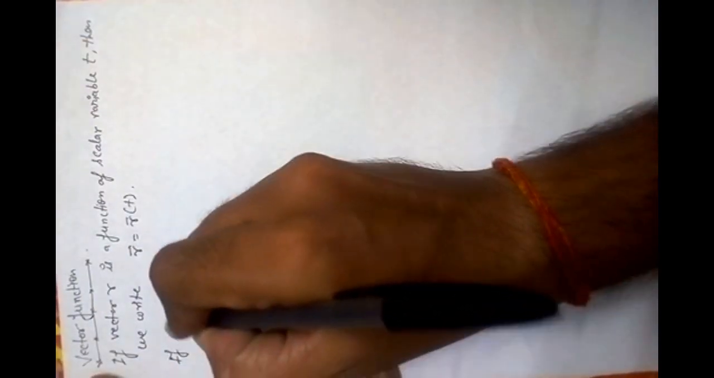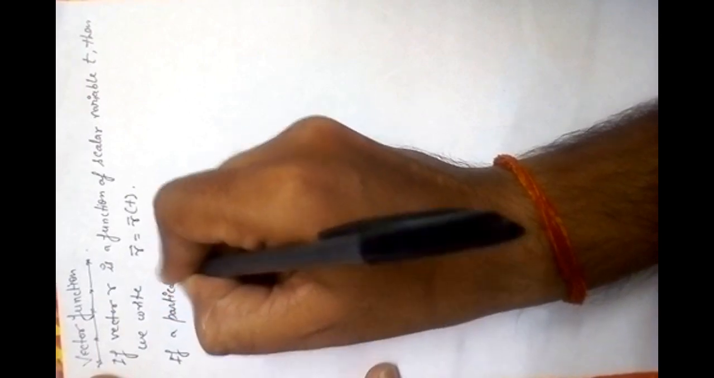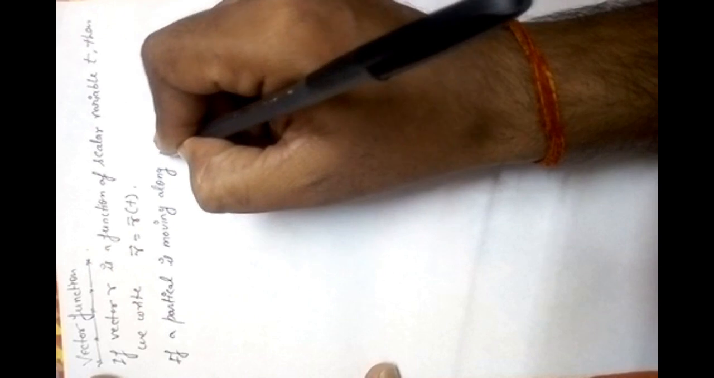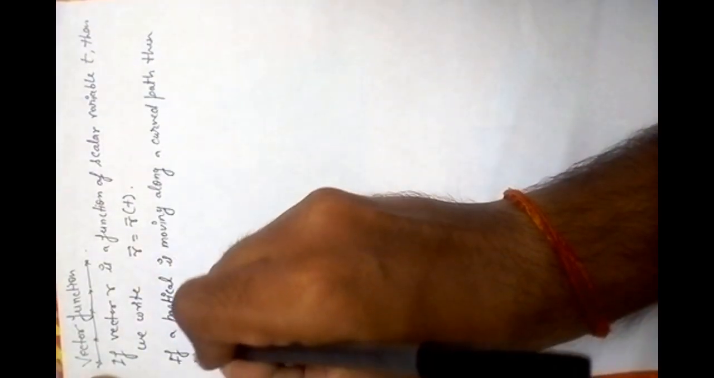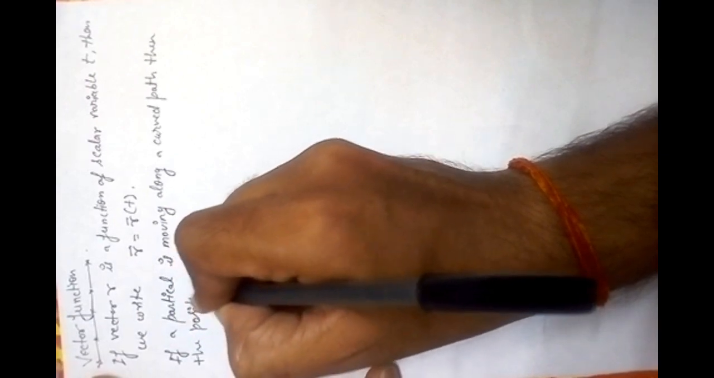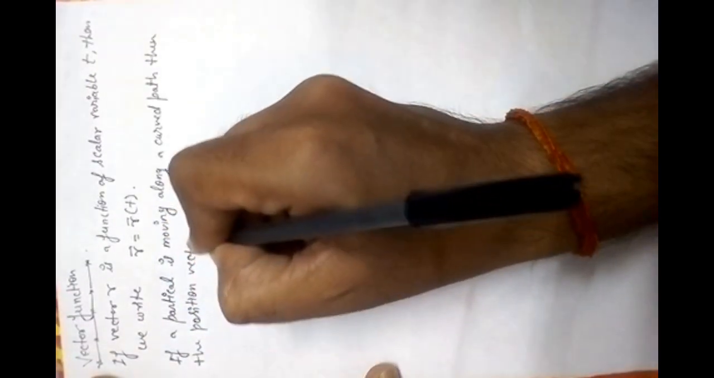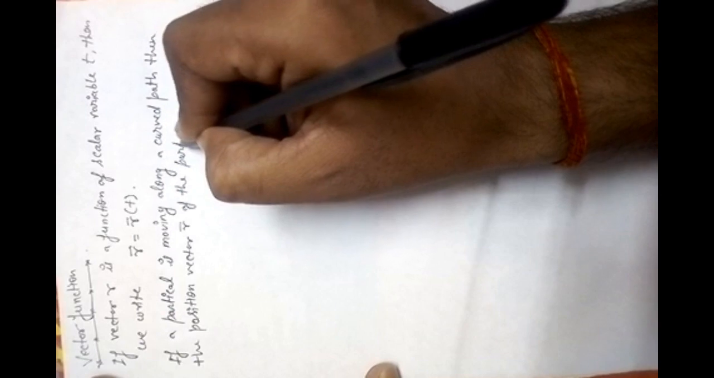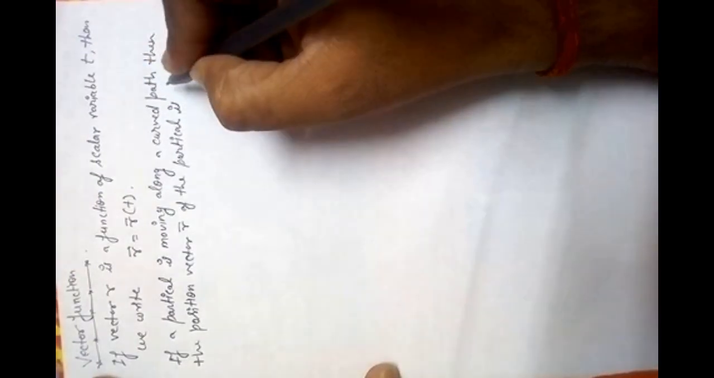If a particle is moving along a curved path, then the position vector r of the particle is a function of t.